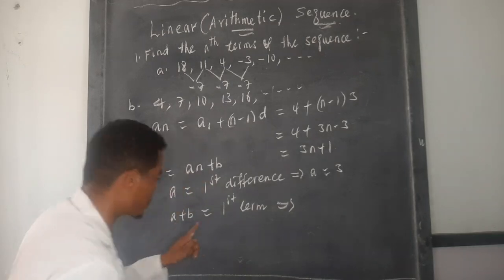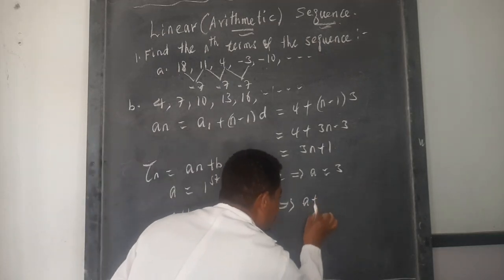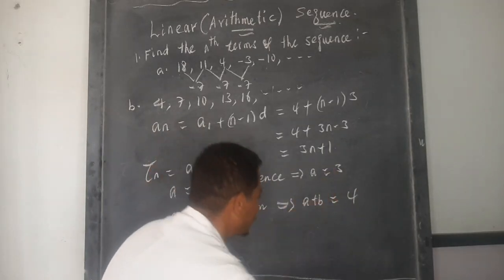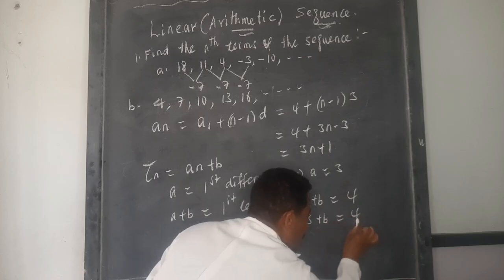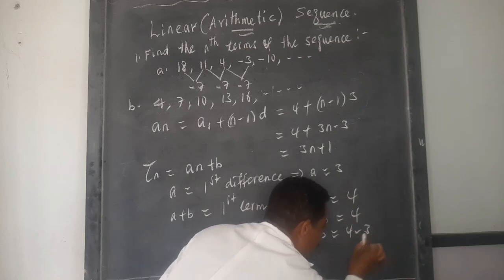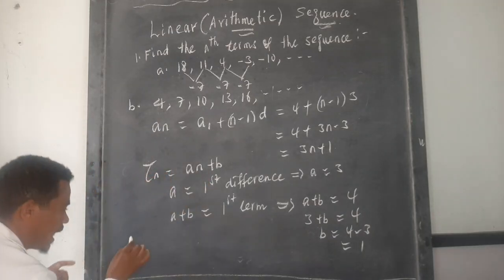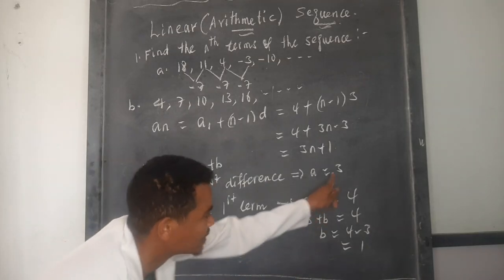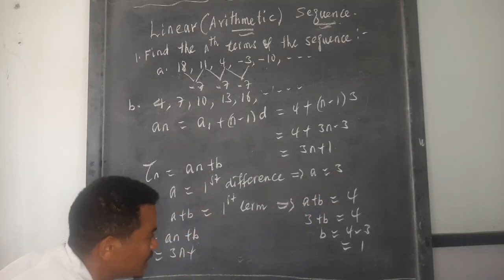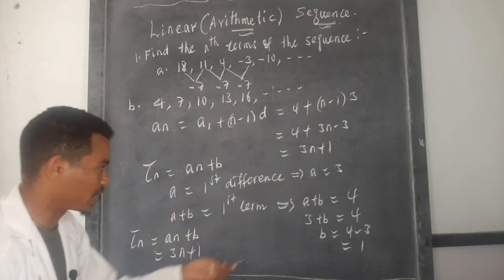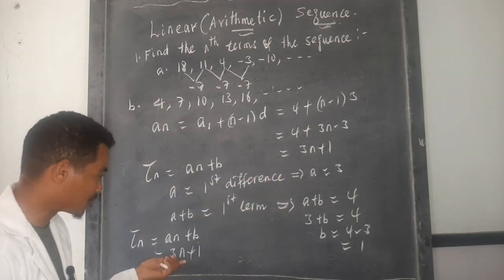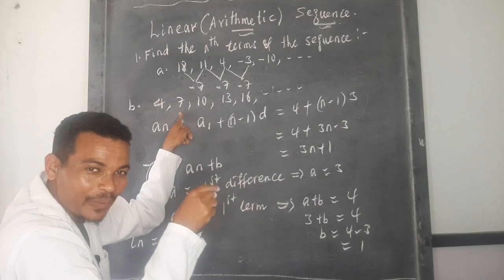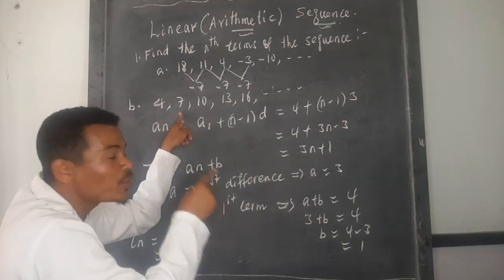Again from this one, a plus b is equal to the first term. a plus b is equal to the first term, which is 4. We got a, which is 3. 3 plus b is equal to 4. Then b is equal to 4 minus 3 is equal to 1. So tn is equal to an plus b, that is a is 3 and b is 1. So we get the same answer, 3n plus 1 here and 3n plus 1 here. Here we found the common difference at the first level. If we found it at the second level, it would be a quadratic sequence. If we find it at the third level, it would be a cubic sequence.